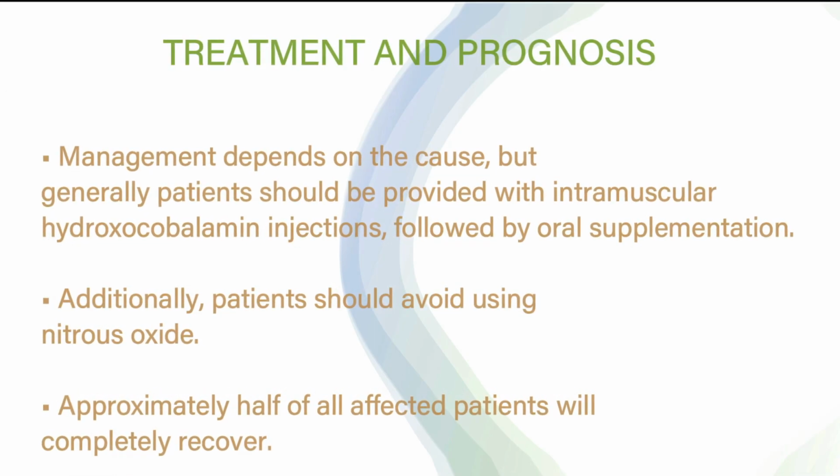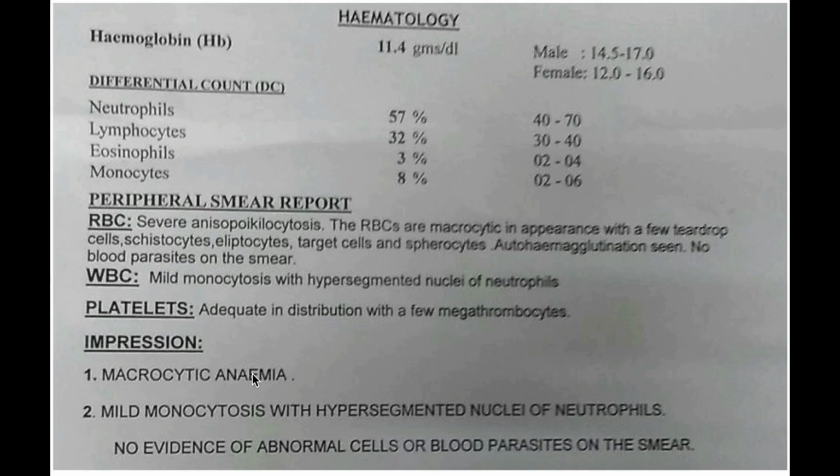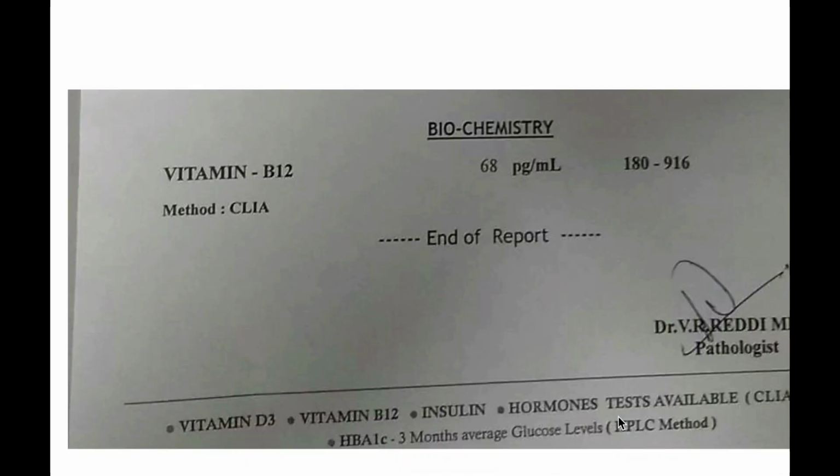So management is oral supplementation, and injections also can be given. Approximately 50% of the patients can completely recover following the treatment. So in our case, there were hypersegmented nuclei in neutrophils, and there was classically decreased vitamin B12.